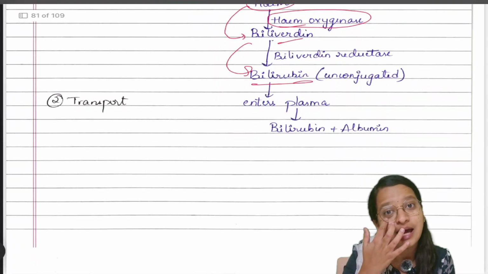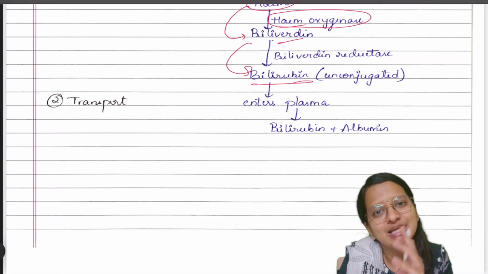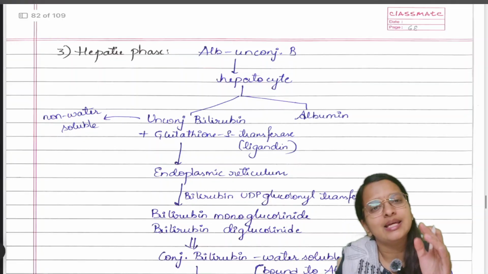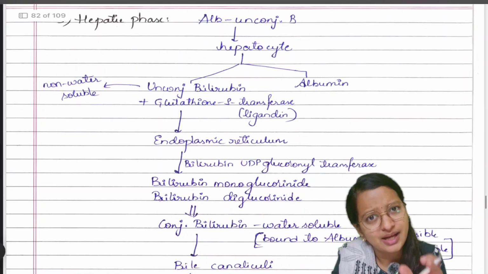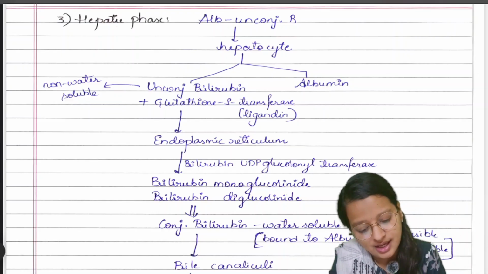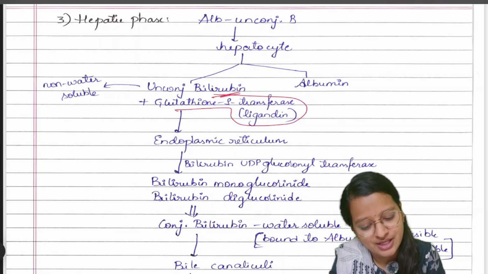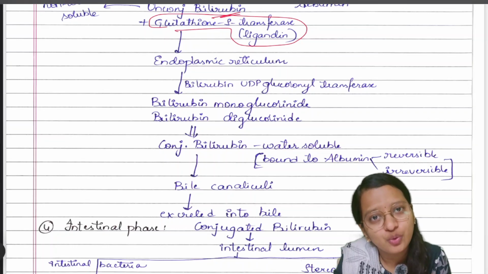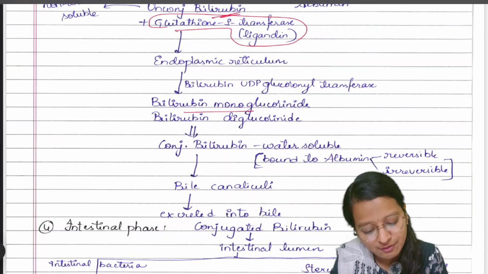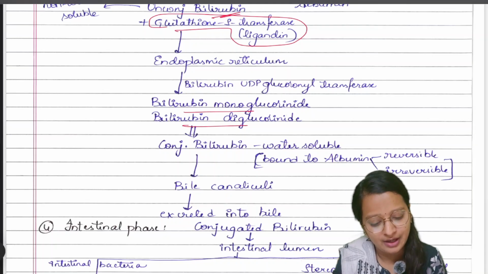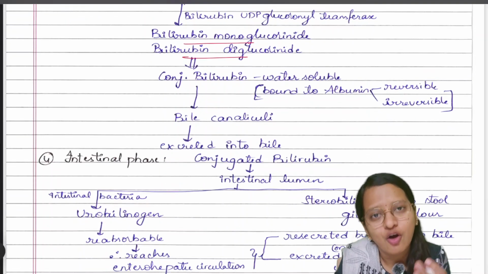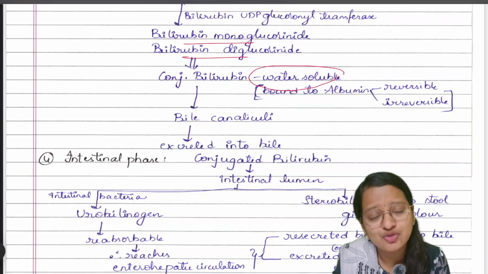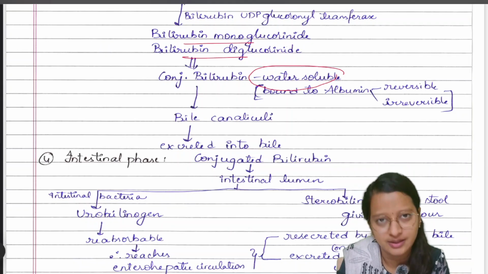This bilirubin, which is unconjugated, enters plasma and combines with albumin. It is just combination, it's not conjugation. It combines with albumin and next it enters the hepatocyte. In the hepatocyte, bilirubin and albumin get separated. This bilirubin, with glutathione S transferase, which is also called ligandin, in the endoplasmic reticulum, with the help of bilirubin UDP glucuronide transferase enzyme, forms bilirubin monoglucuronide and diglucuronide, which is finally your conjugated bilirubin, which is water soluble. This might again get bound to albumin either in a reversible or irreversible manner.